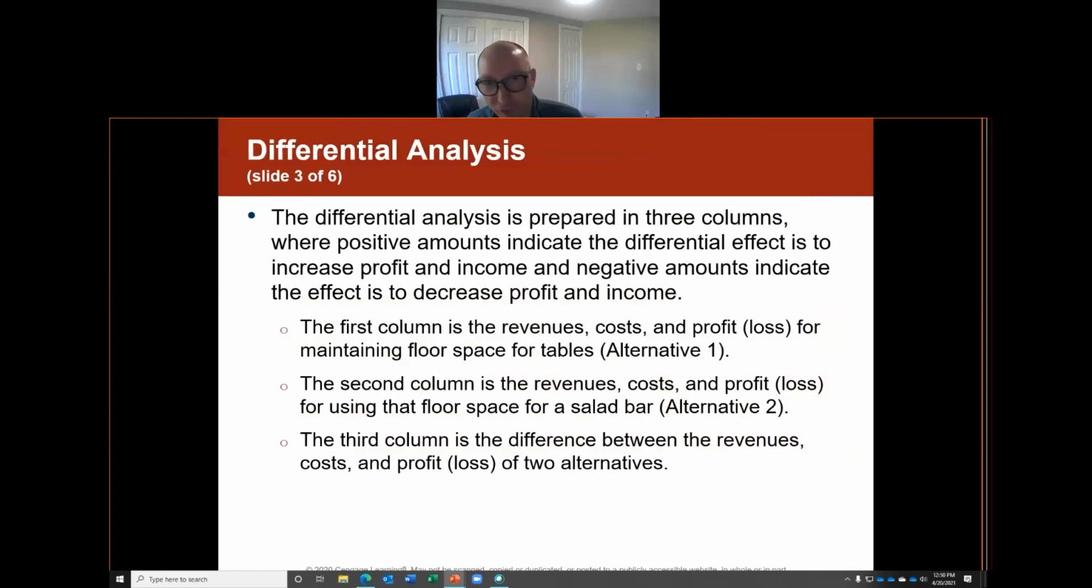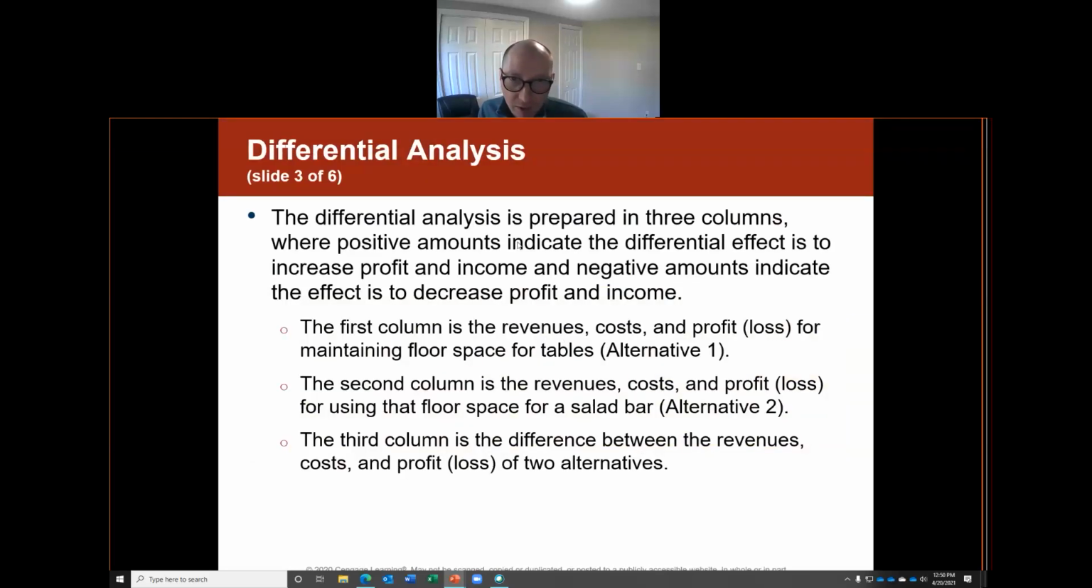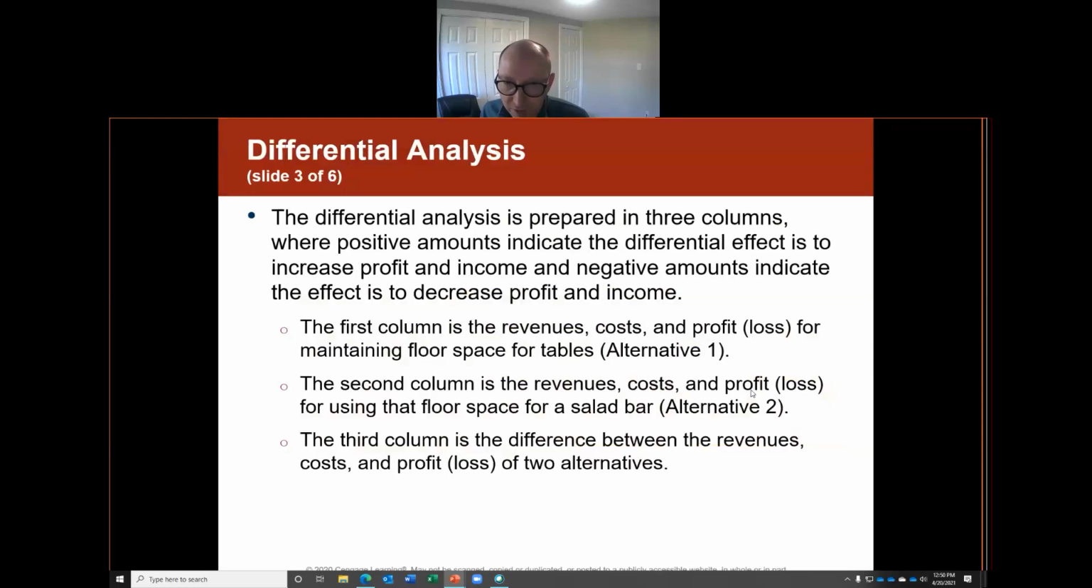So when we perform a differential analysis, we do it just like this. We have three different columns: column 1, column 2, column 3. Alternative 1 in column 1, alternative 2 in column 2, the differential in column 3. The differential is the difference between alternative 1 and alternative 2. We do the same thing for revenues, costs, and profits. And that differential analysis tells me the potential increase or decrease on our profits, costs, and revenues.